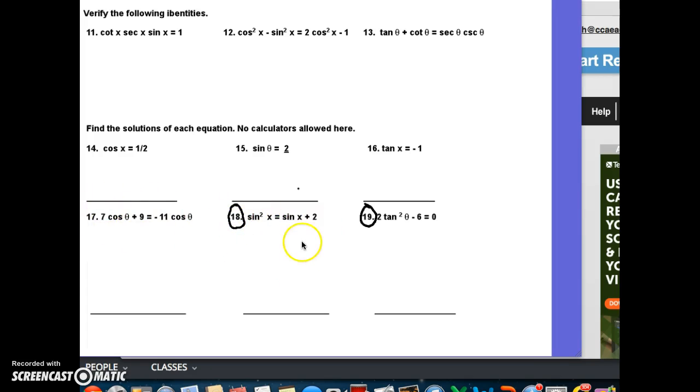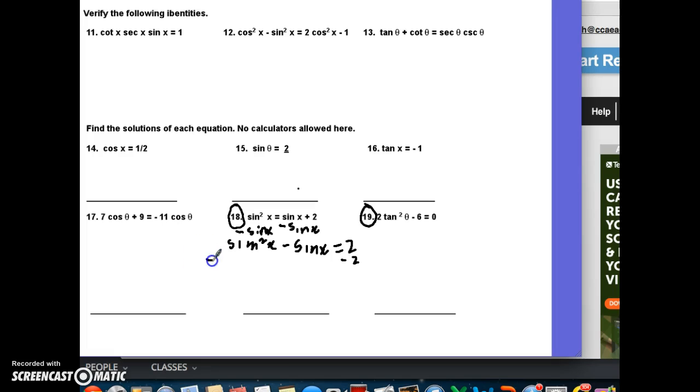It says sine squared x equals sine x minus 2. Because we have a square here, it's like x squared equals x plus 2. We're going to take everything to one side. So the first step would be to subtract sine x from each side of the equation. So we end up with sine squared x minus sine x is equal to 2. Next, we're going to subtract the 2.